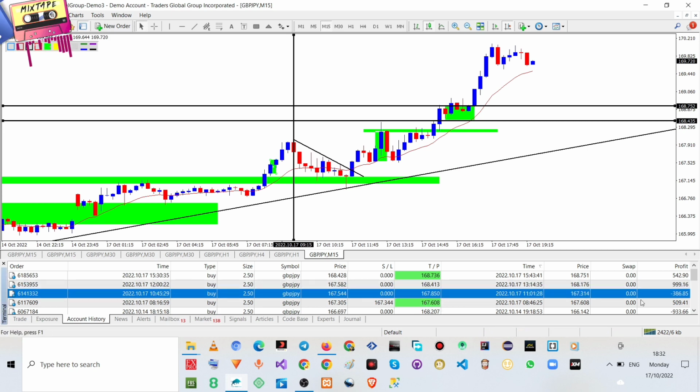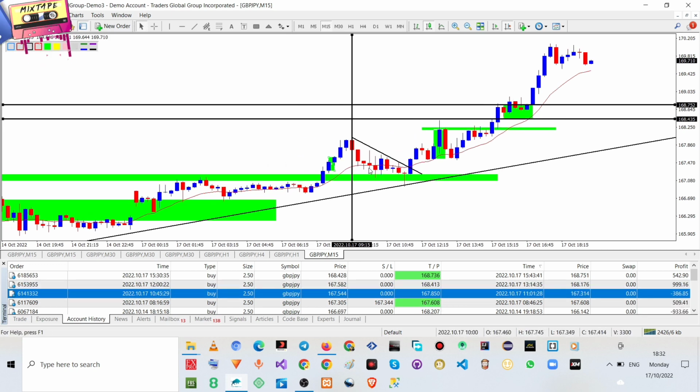Like the loss that I took right here, price simply closed below the 13 EMA, like on this candle. Then right there and then I had to exit. I didn't need to reanalyze or rethink. I just had to exit, because rules are rules.